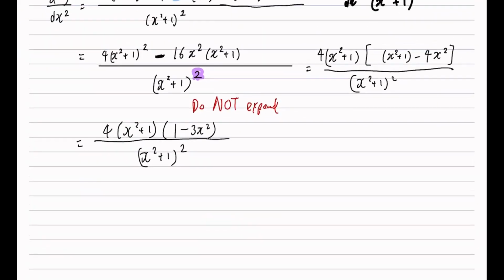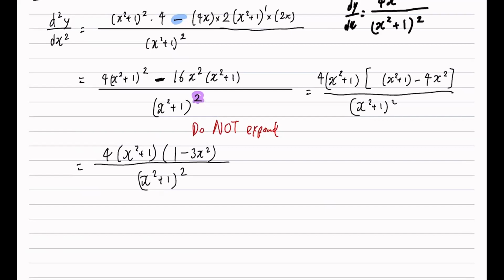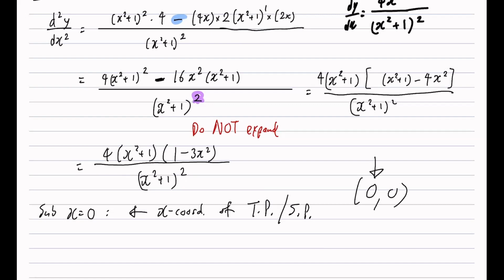Now, what we do in the second derivative test is to sub in x equal to 0. This x equal to 0 came from the x coordinate of the turning point or the stationary point, which was (0, 0). You sub in this guy. Ignore the y, focus on the x. Then you check the value of d2y by dx squared when x equals 0. Then you figure out what's the sign. So let's do that.